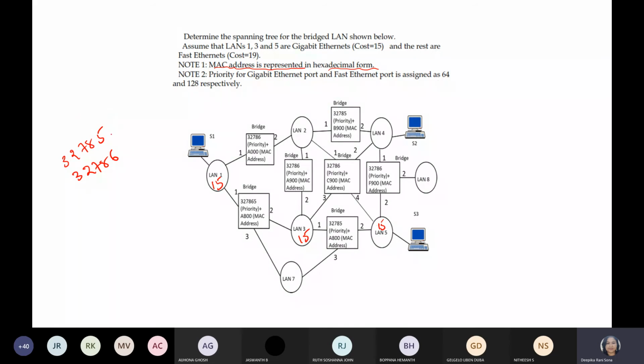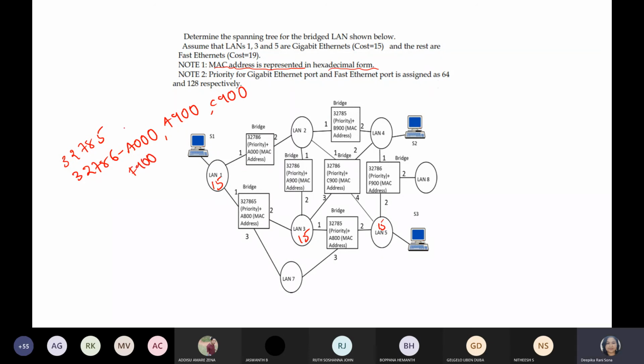What are the addresses associated with 32785 and 32786? Yes, be quick. 32785 is also there, ma'am. 785 is there, no? 786 is there. Whether 787 or 789 is there? No. I'm just writing what are the addresses associated with 32786: A000, then A900, then C900, then F900, that's all, na?